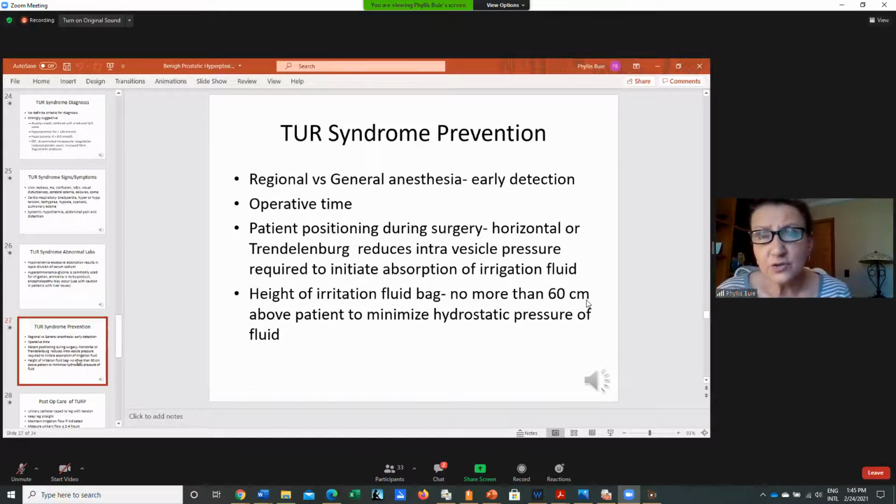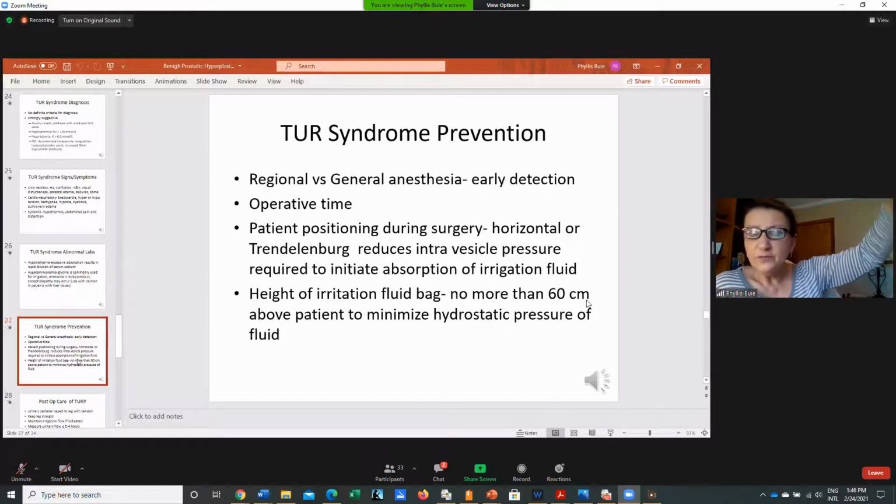How were they positioned during surgery? That can make a difference too, because certain ways that they can be positioned reduce the intravesical pressure, which is required to initiate the absorption of this irrigation solution. We don't have any control over that. It's just helpful to know if they were in horizontal, Trendelenburg, or whatever. Another helpful tip is to make sure that the irrigation fluid is no higher than 60 centimeters above the patient, because this is going to minimize the hydrostatic pressure of the fluid, because it flows by gravity.